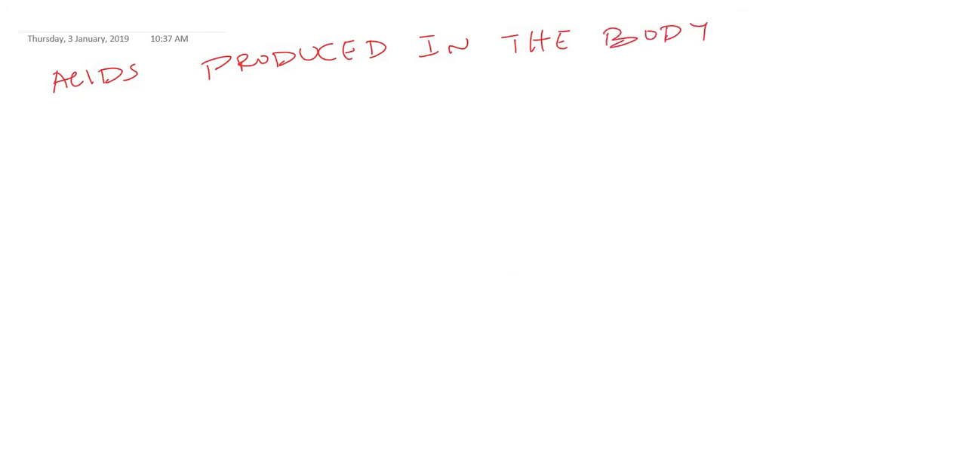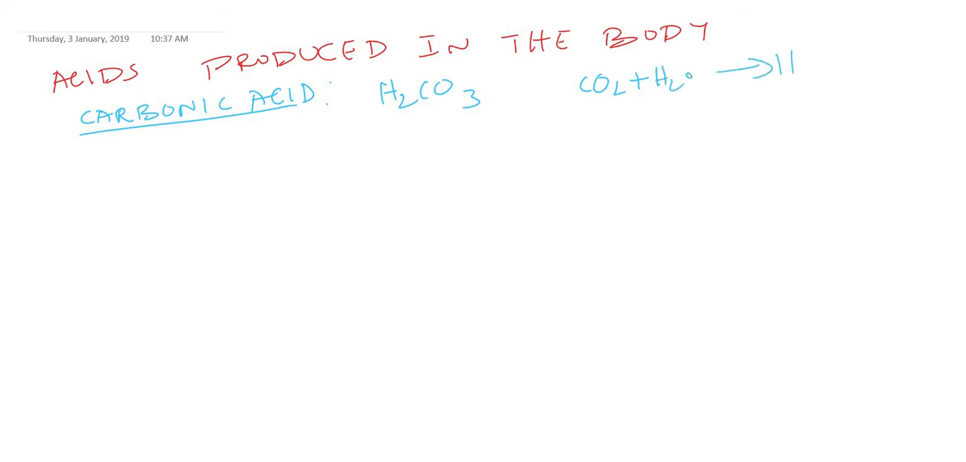The first very important acid is carbonic acid, H2CO3. It's a weak acid which is produced as a result of metabolism. After metabolism, our body produces carbon dioxide. It will combine with water to give carbonic acid. And this carbonic acid can be converted to carbon dioxide and water.